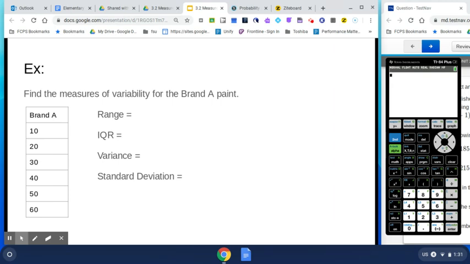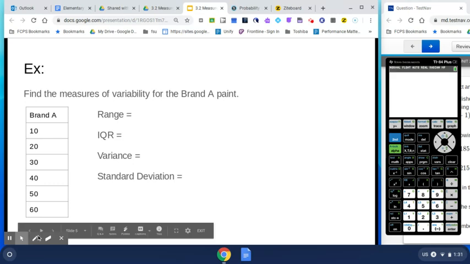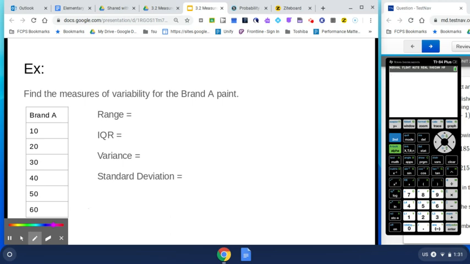So with range, I've ordered the numbers already for us from least to greatest. So we're going to find the max and the min. The max for this data set is 60, and the minimum is 10. In order to find the range, we subtract these 2 values. So the max minus the min gives us a range of 50.